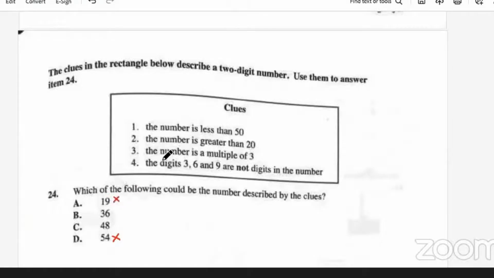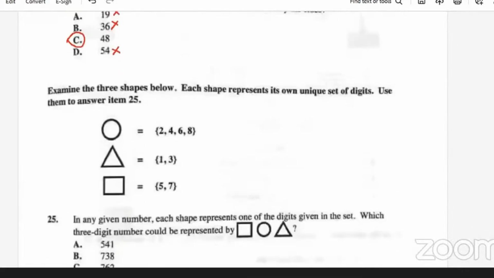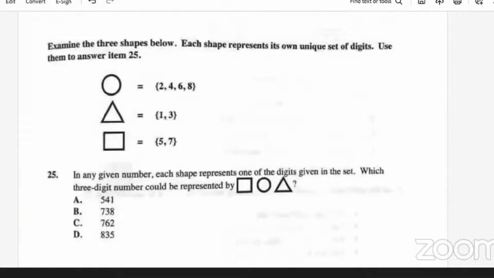Then we have the number is a multiple of 3. Now, 36 and 48, those are both multiples of 3. Let's go to the fourth clue. The digits 3, 6, and 9 are not digits in the number. So this has 3 and 6, so this would also be incorrect. So the answer is C, 48. And that's a process of elimination. All right, let's get to question 25.